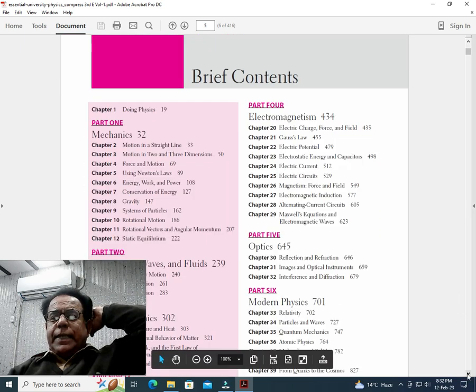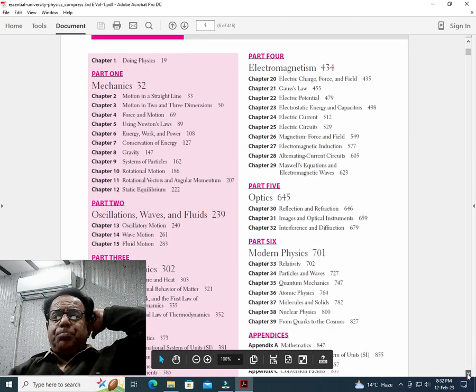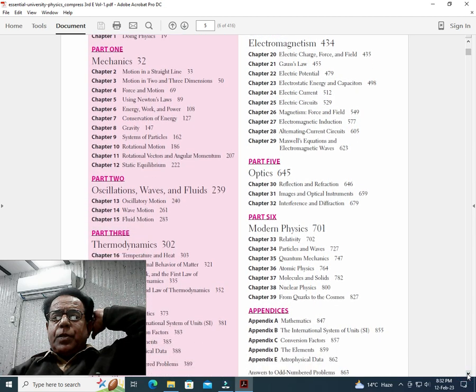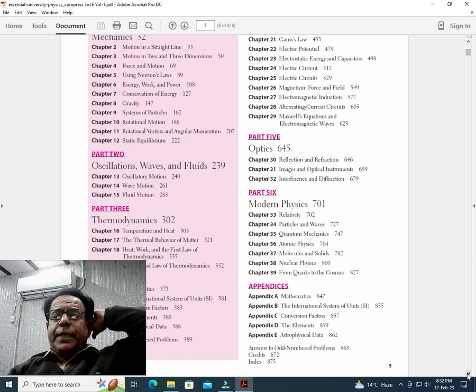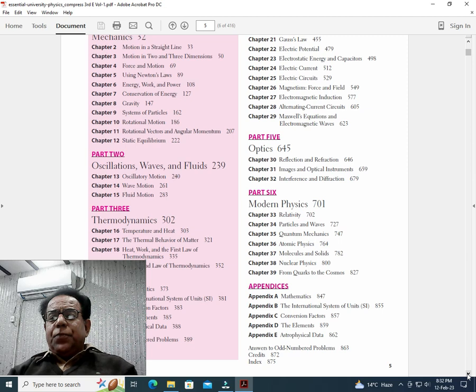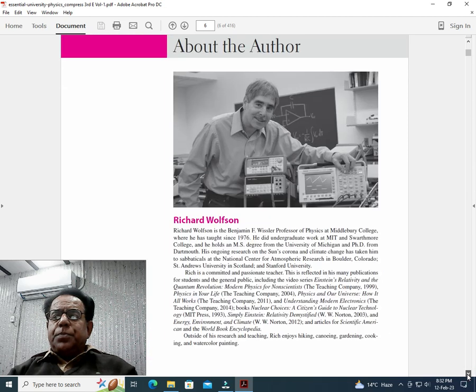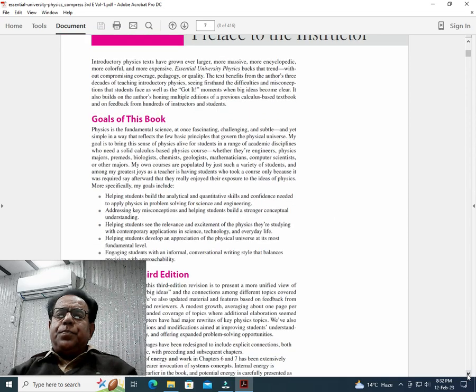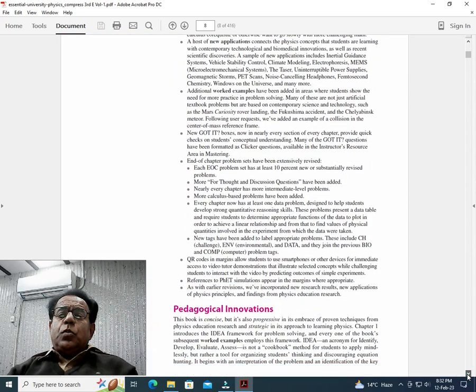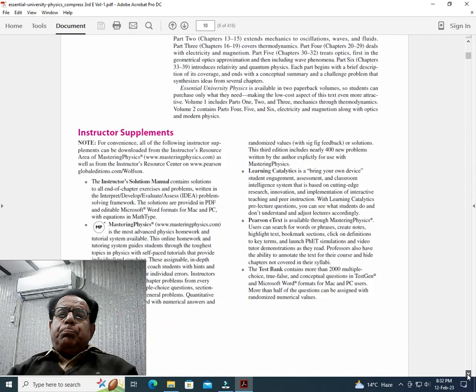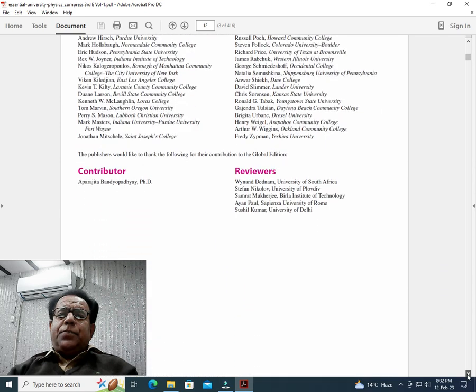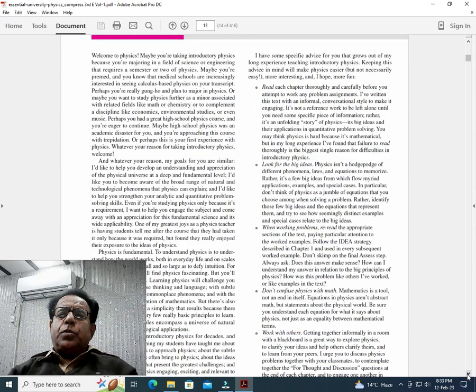These are the contents, a total of 39 chapters. The last chapter is chapter number 39, From Quarks to the Cosmos. This is the author Richard Wolfson. I think it is enough. Now we move to the next book.